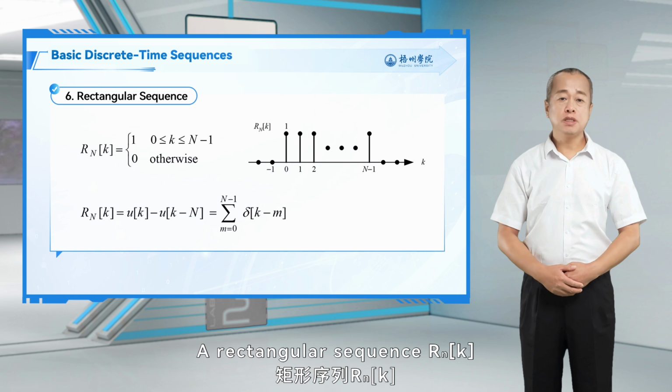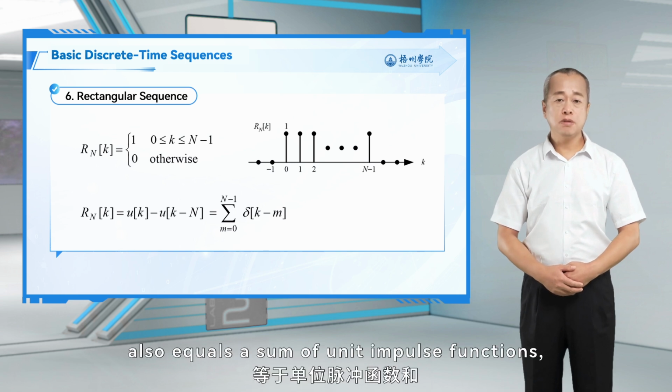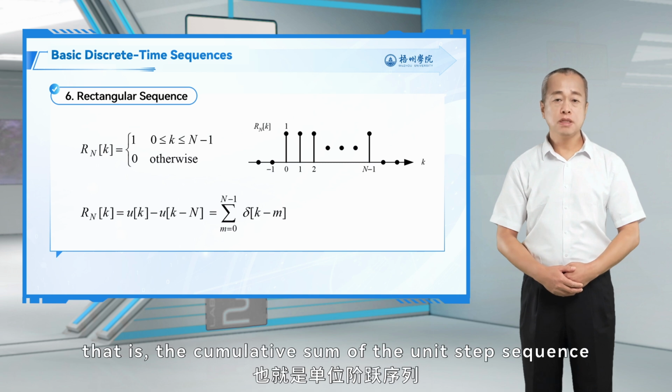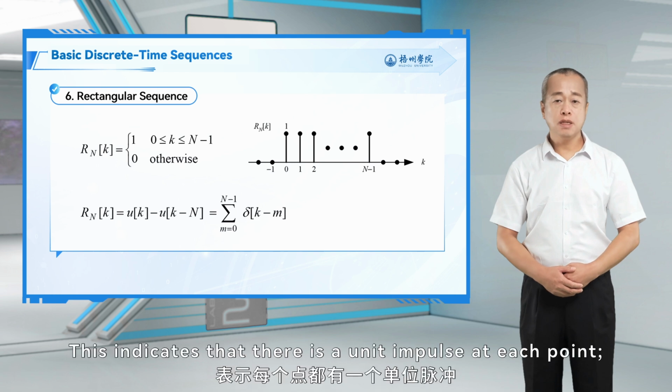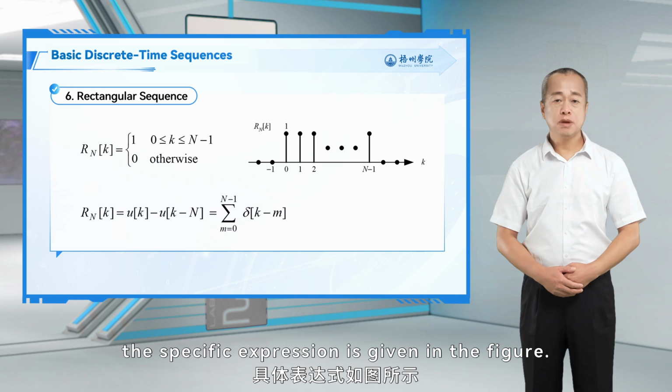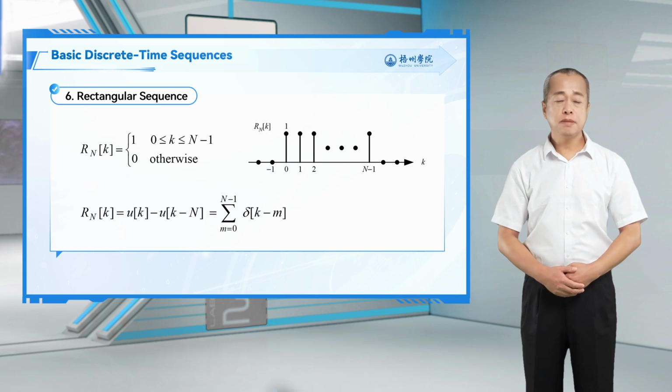A rectangular sequence R_n[k] also equals the sum of unit impulse functions. That is, the cumulative sum of the unit impulse sequence as m runs from 0 to n minus 1. This indicates that there is a unit impulse at each point. The specific expression is given in the figure.